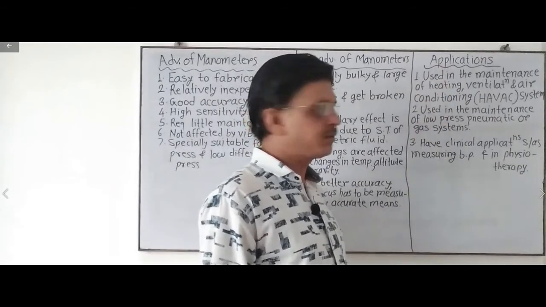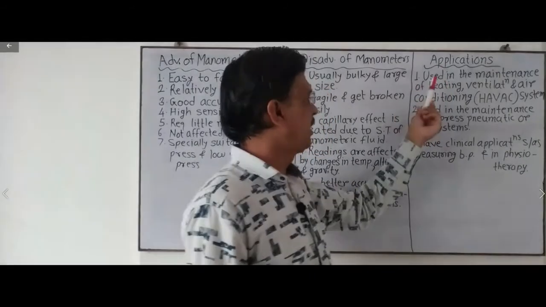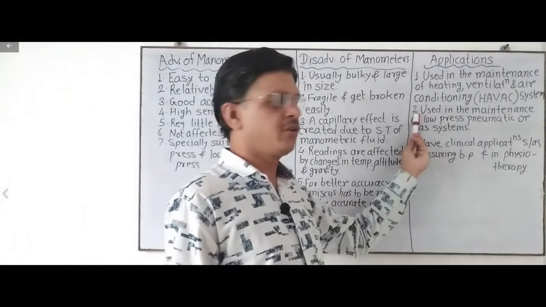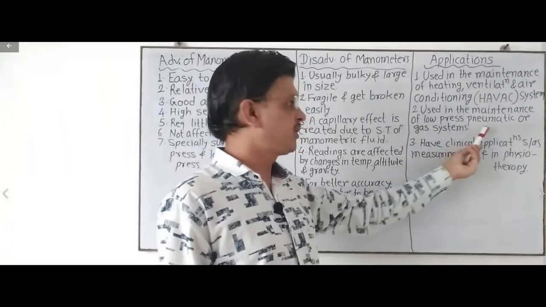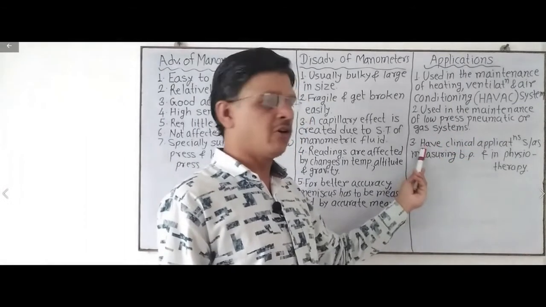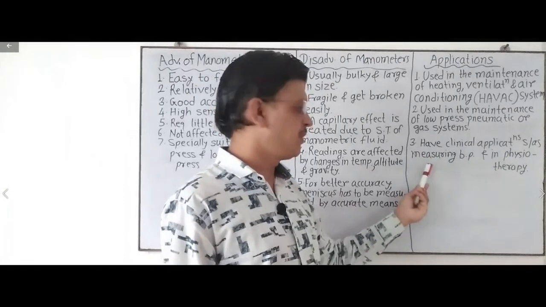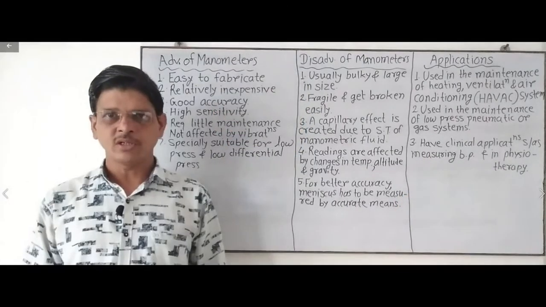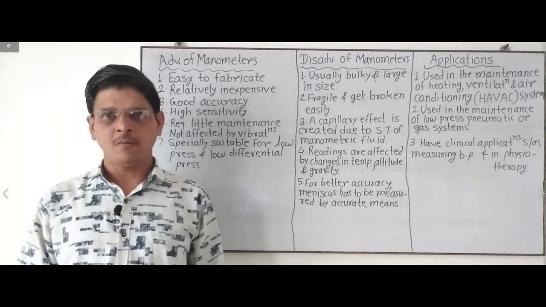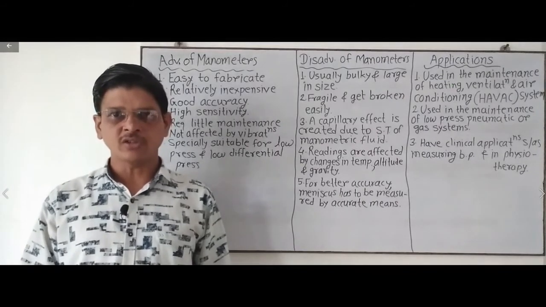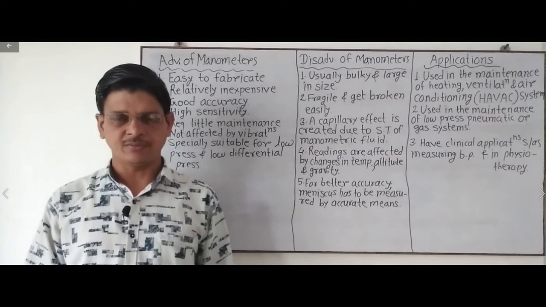Applications of manometers: they are used in the maintenance of heating, ventilation and air conditioning systems. They are used in the maintenance of low pressure pneumatic or gas systems. They have clinical applications such as measuring blood pressure and in physiotherapy. So students, here we finish the study of manometers and their types. In the next lecture, we shall study Reynolds number and its significance.